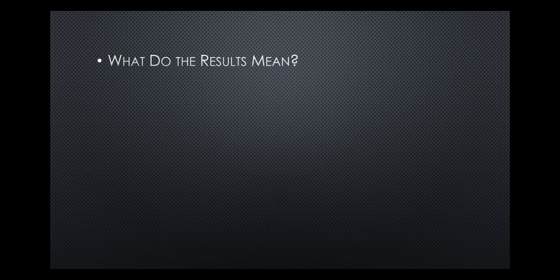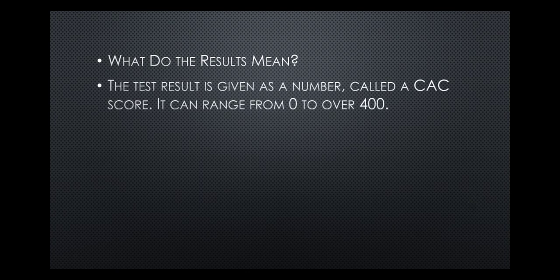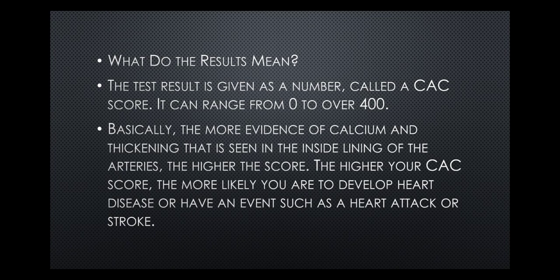What do the results of a coronary calcium scan mean? The test result is given as a number, and this is called a coronary artery calcium score. This can range from 0 to over 400. Basically, the more evidence of calcium and thickening that is seen in the inside lining of the arteries, the higher the score. The higher your coronary artery calcium score, the more likely one is to develop heart disease or have an event such as a heart attack or a stroke.